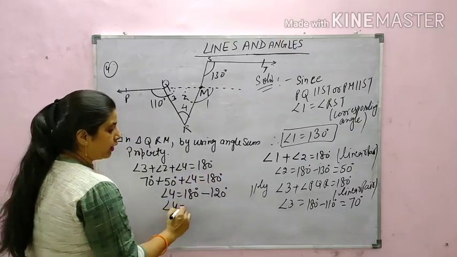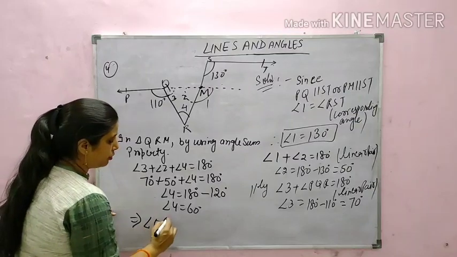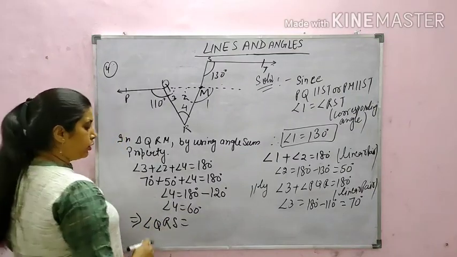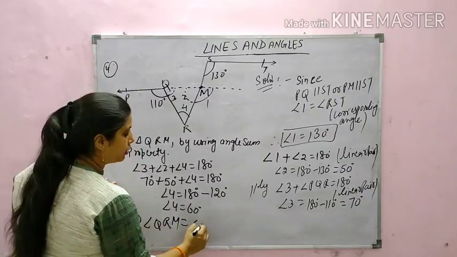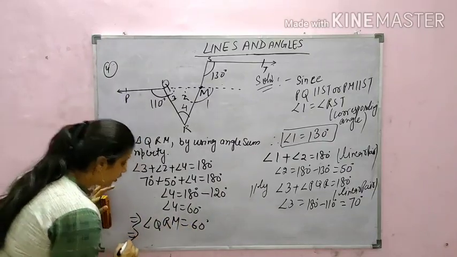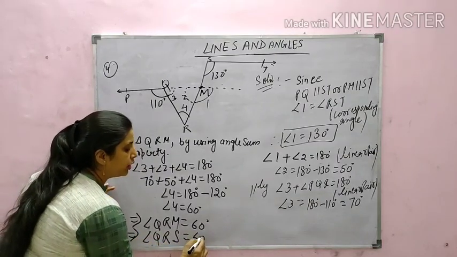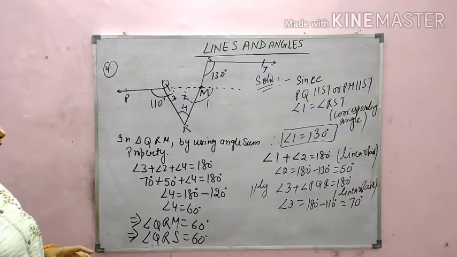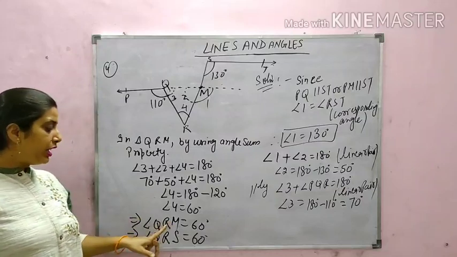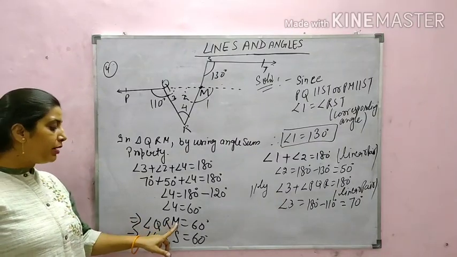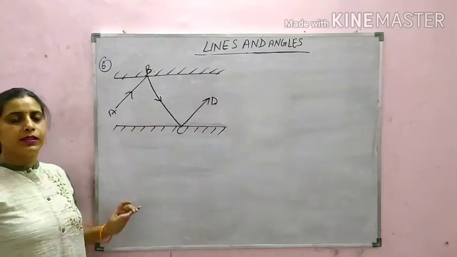Subtracted. Then angle 4 will be 60 degree, which implies that angle QRS QR. First of all, we will write as QRM equal to 60 degree, which we can call also angle QRS equal to 60 degree. Why will we write QRM? Because we are considering triangle QRM. That's why I have written here first of all angle QRM. Then I have written angle QRS, which is 60 degree.